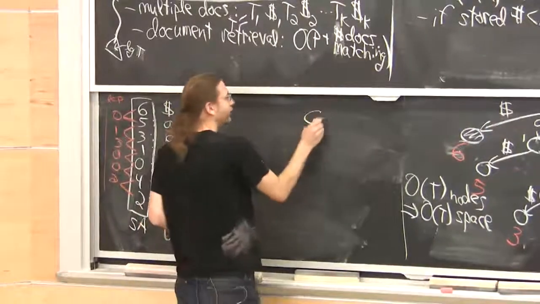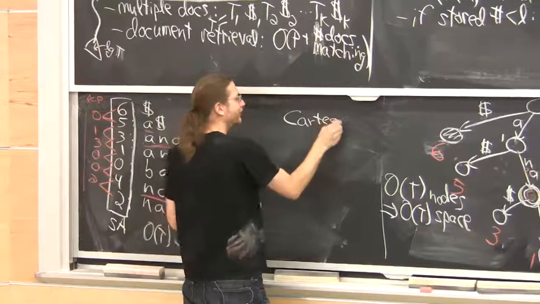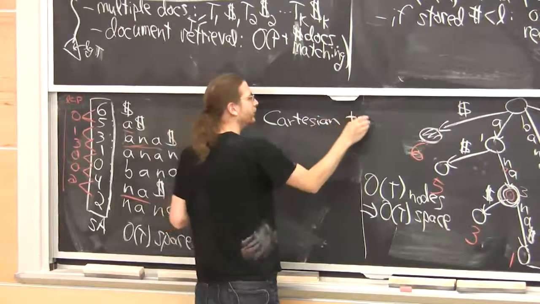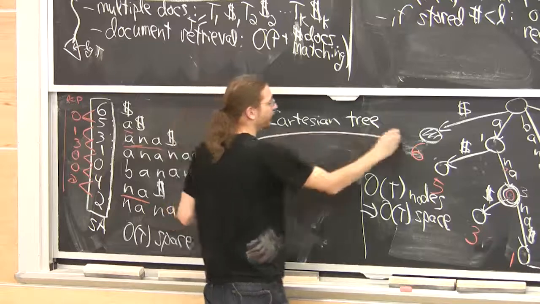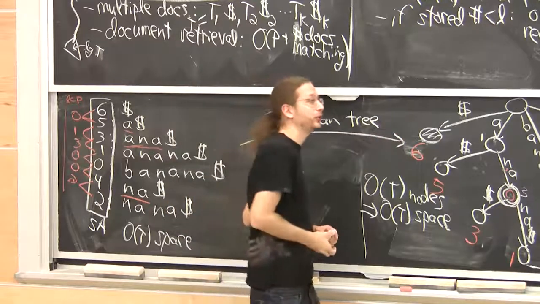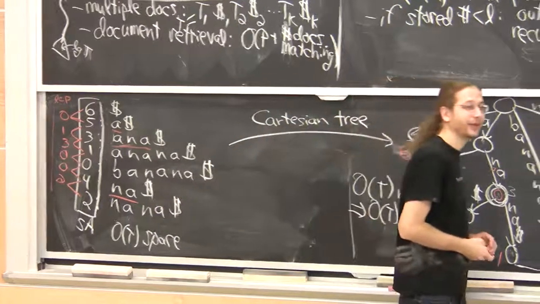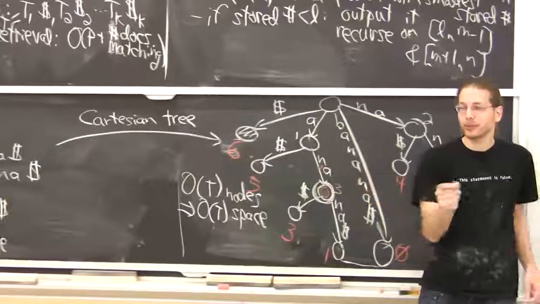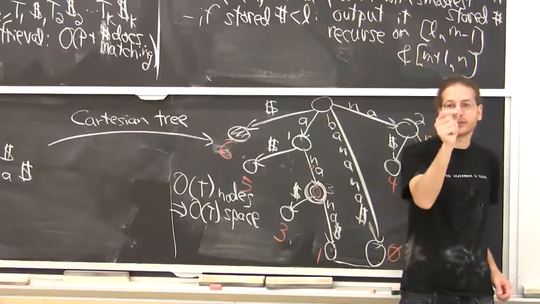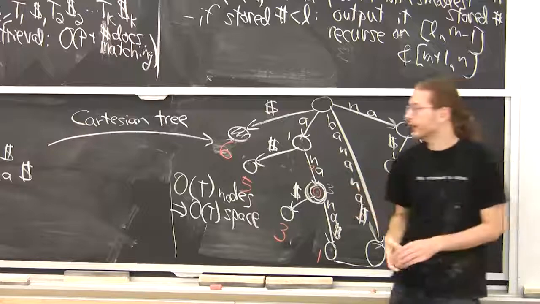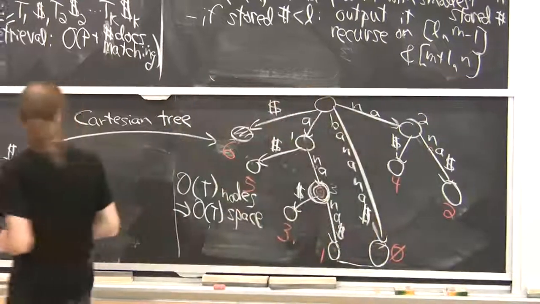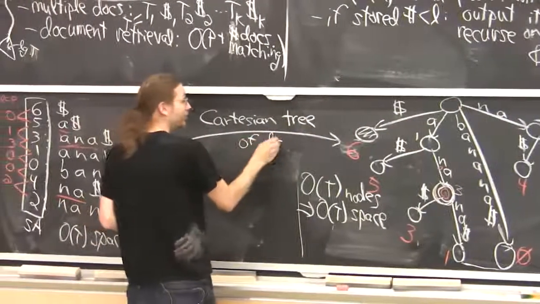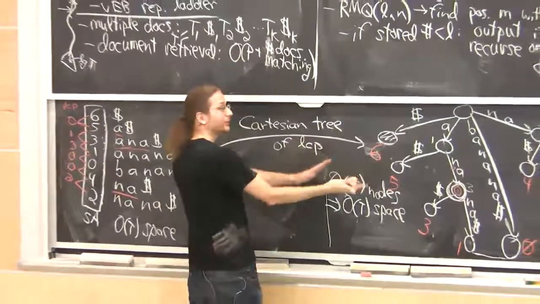Magic words are Cartesian tree. Cartesian tree was how we converted RMQ into LCA, I think, yeah? Which was: you take the minimum value in the array, make that the root, and then recurse on the two sides. In this situation, a Cartesian tree of the LCP array basically gives you this transformation.